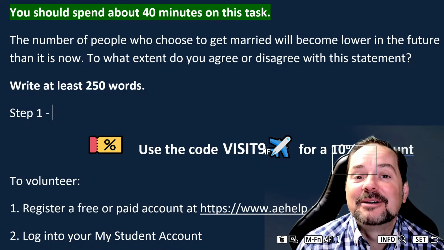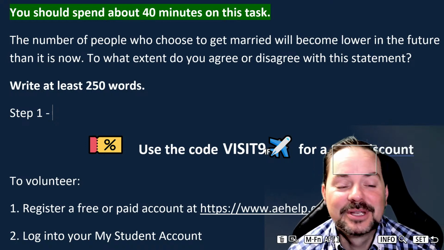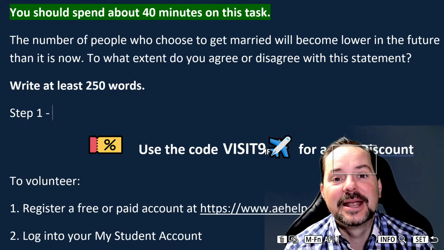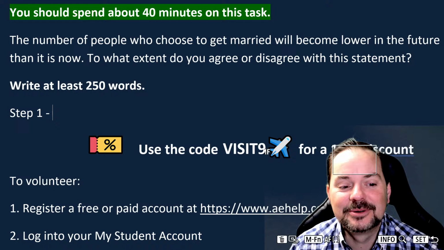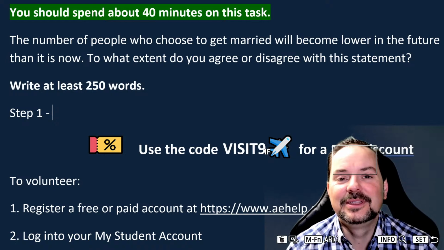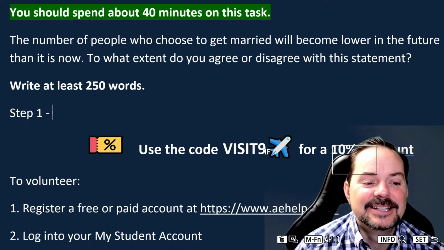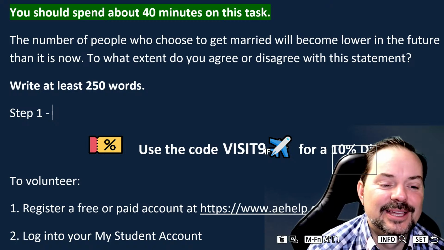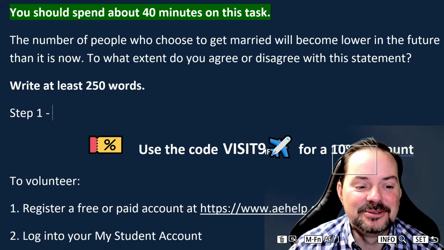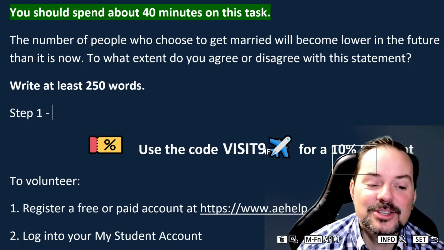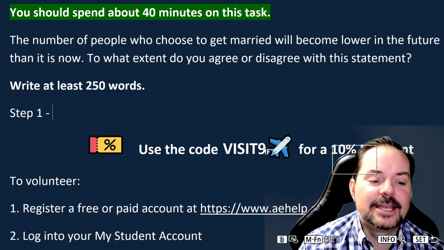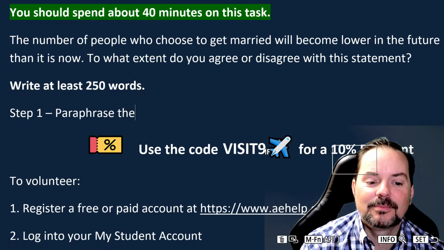I said that because I have some good vocabulary and knowledge around marriage. I went through the ceremony, and I was part of the wedding plans and all that, and I know what comes with the institution of marriage. So step 1 is paraphrase the question.